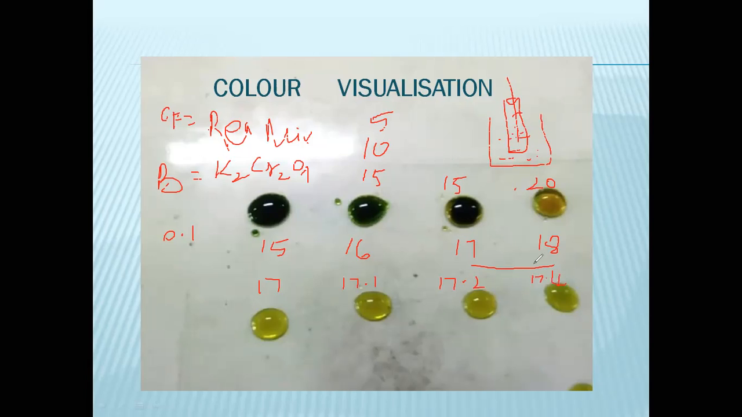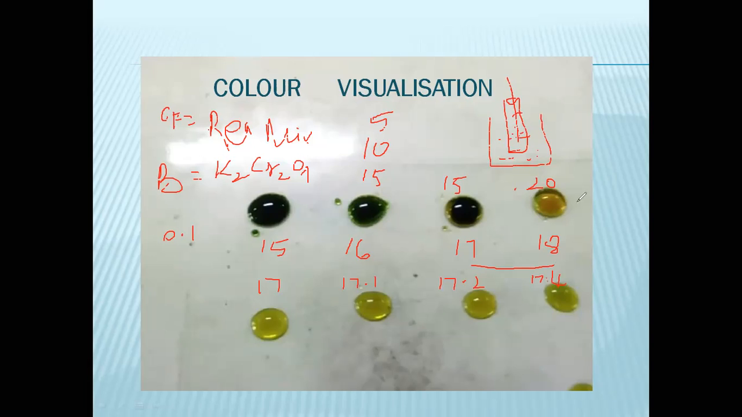At that moment, when you take out a drop of reaction mixture and put it on the indicator, there is no change in the color of the indicator, and that will be your end point. That means 17.4 will be the end point.